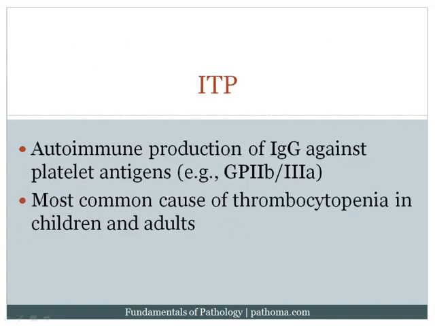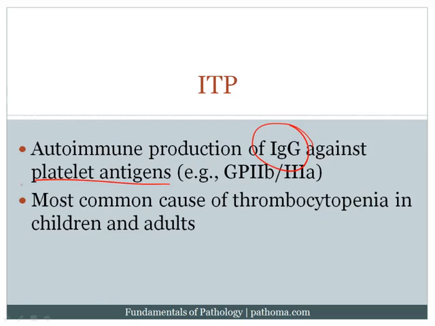The first of the disorders that we want to discuss is called ITP. This is an autoimmune production of IgG against platelet antigens. For example, one of the antigens on platelets is GP2B3A. Remember, GP2B3A is the receptor that's used for cross-linking of the platelets via fibrinogen. Remember that story we talked about a little bit earlier. Now, the point here, however, is that the patients get IgG against platelet antigens.